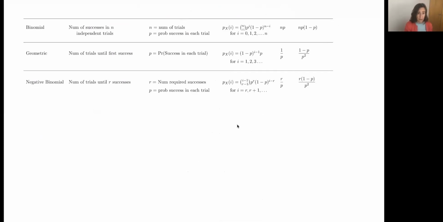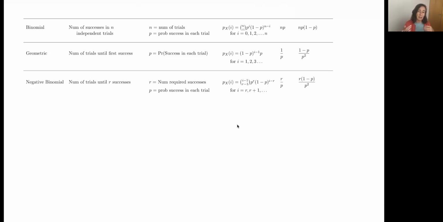We talked about the binomial in the last lesson. The geometric random variable is, in one sense, the simplest one. Like the binomial, we're talking about some number of independent Bernoulli trials, independent coin flips, independent trials that can be a success with probability P or a failure with probability 1 minus P. That's the only outcomes they can have. And the geometric random variable tells us the number of trials until the first success.